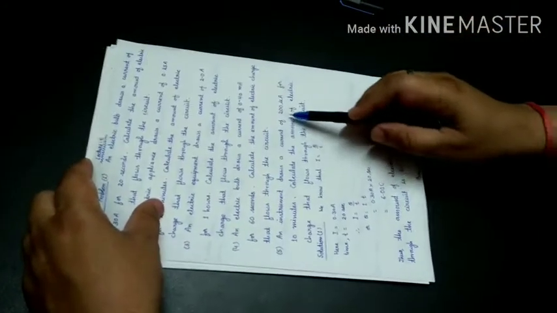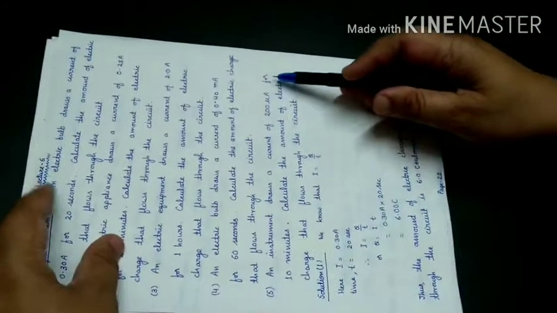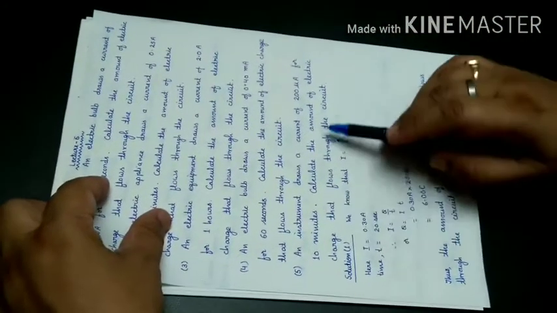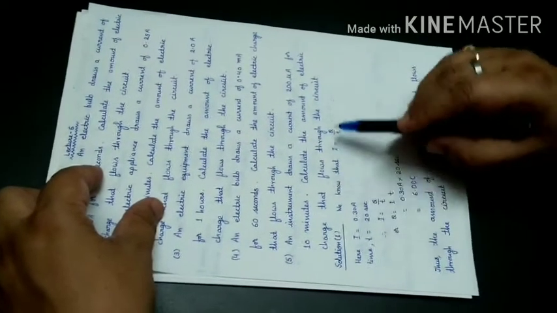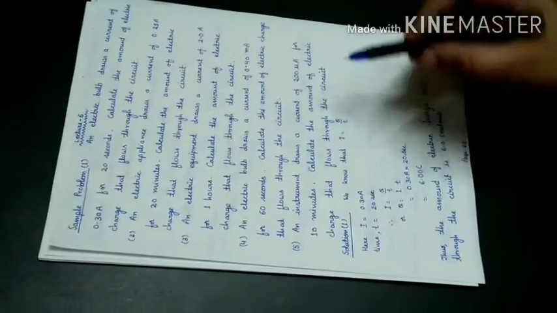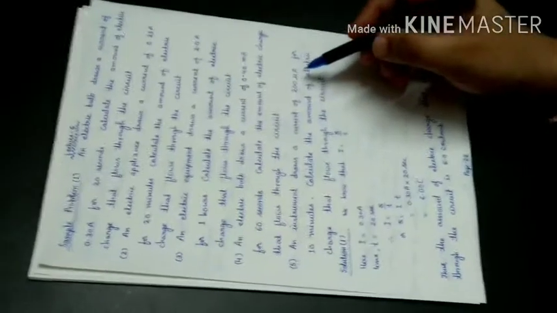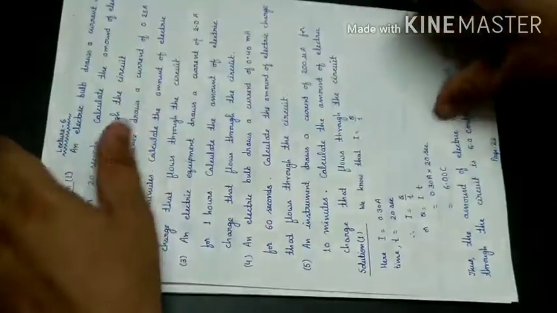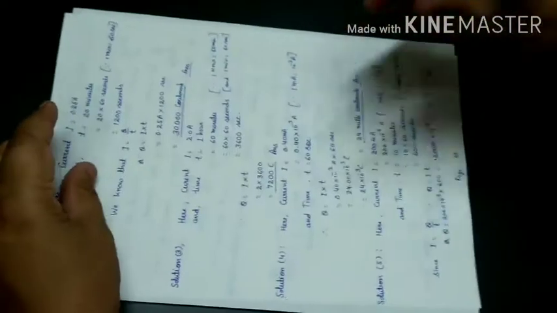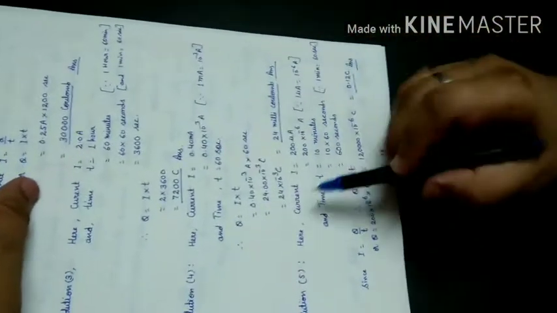Last problem: an instrument draws a current of 200 microampere for 10 minutes. Calculate the amount of electric charge that flows through the circuit. Current here is given as 200 microampere and time is 10 minutes. So let's solve this problem.